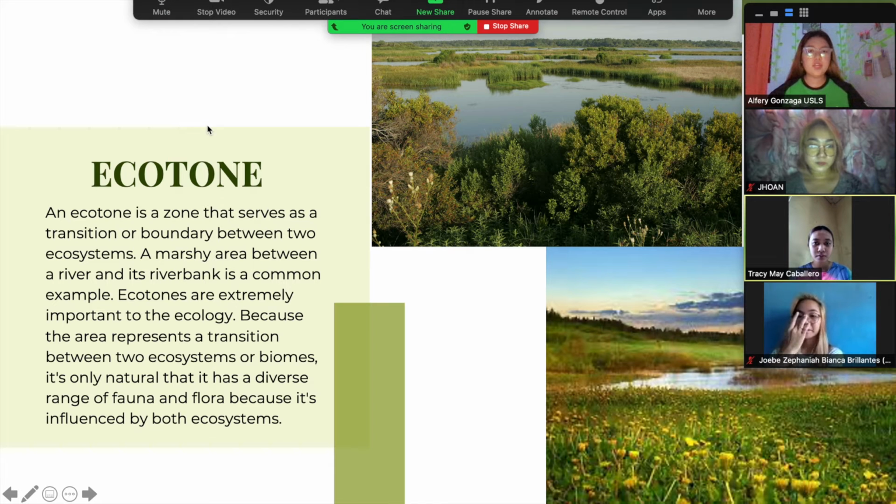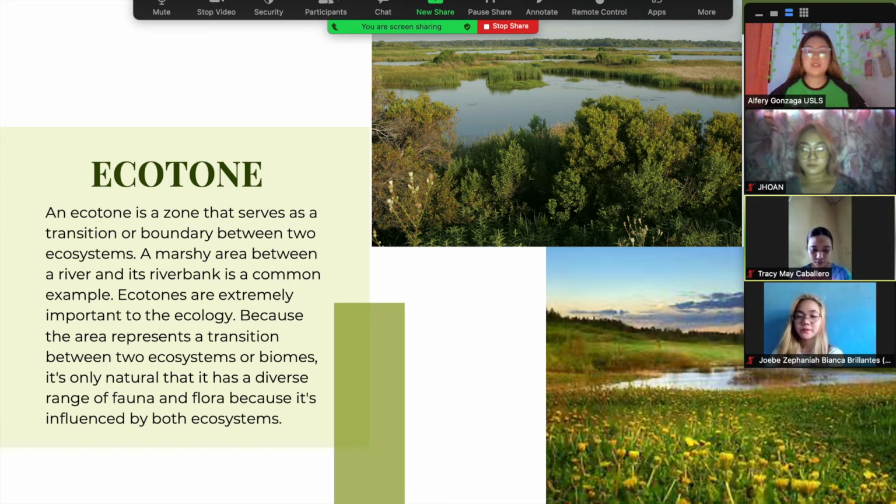In line with the ecological transition, there is the term ecotone. An ecotone is a zone that serves as a transition or boundary between two ecosystems. A marshy area between a river and its riverbank is a common example.